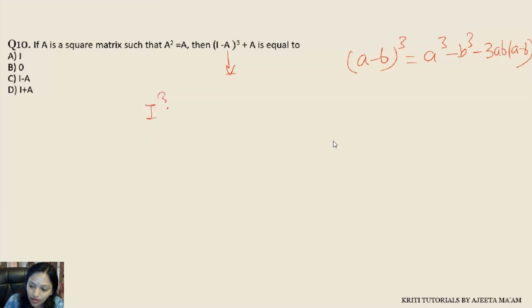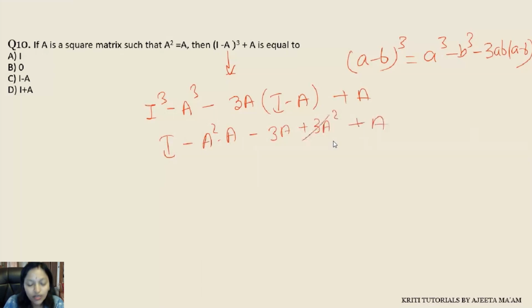A cube minus I cube minus 3A I into A minus I. I cube is I. A cube is A square into A. 3A plus 3A square plus A. These two will become the same because A square is A. Now A square is A again, so you get minus A square plus A. Right? Anything else that we can change? Anyone?